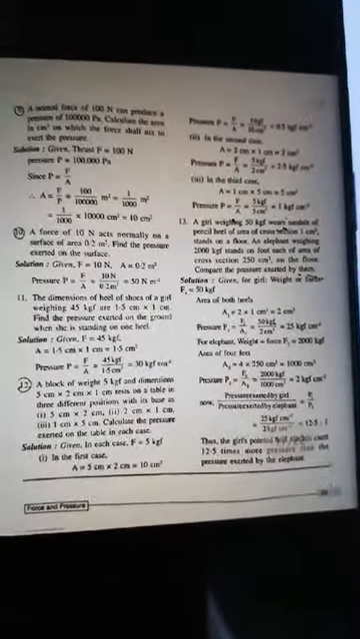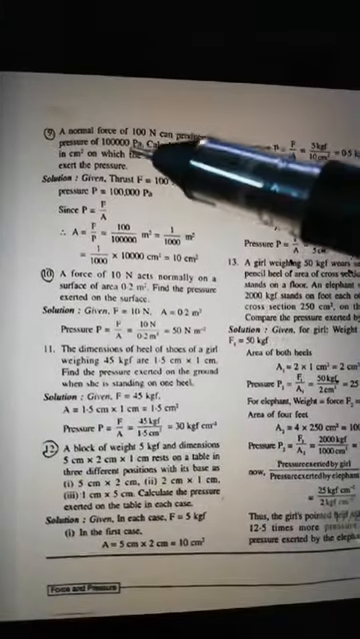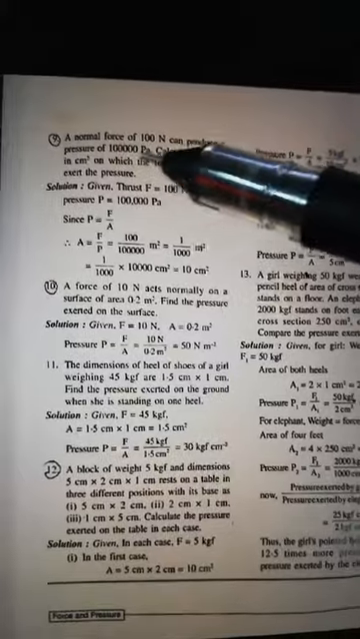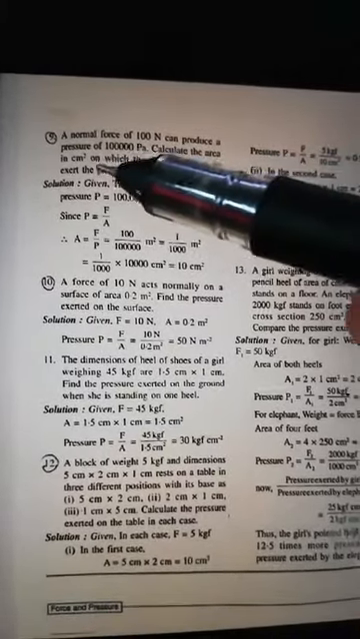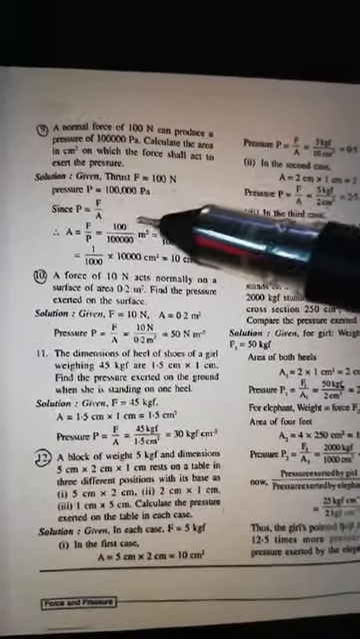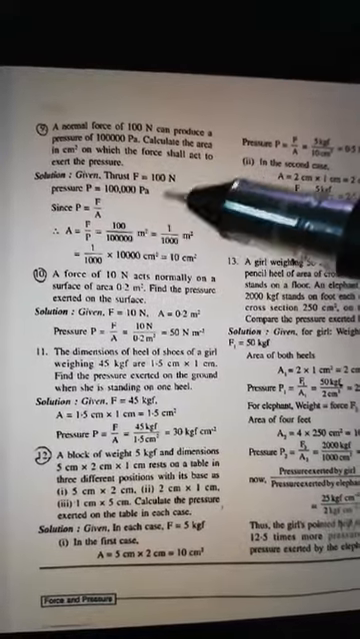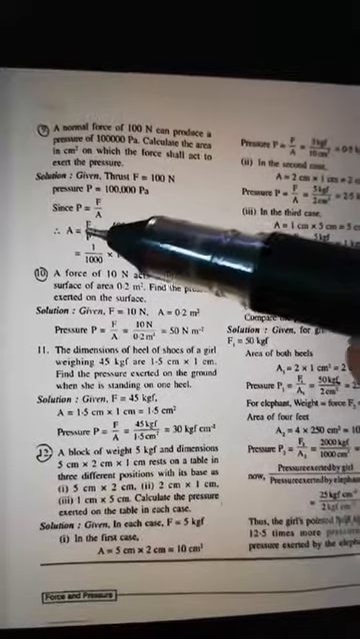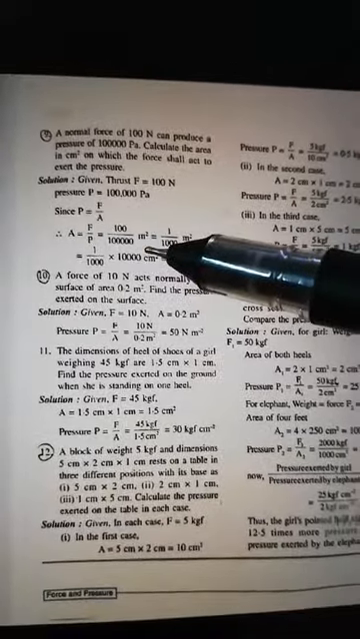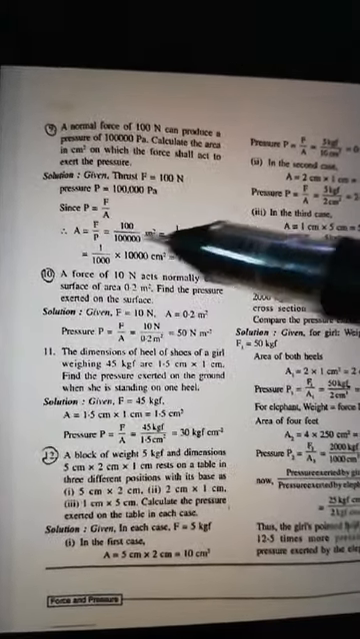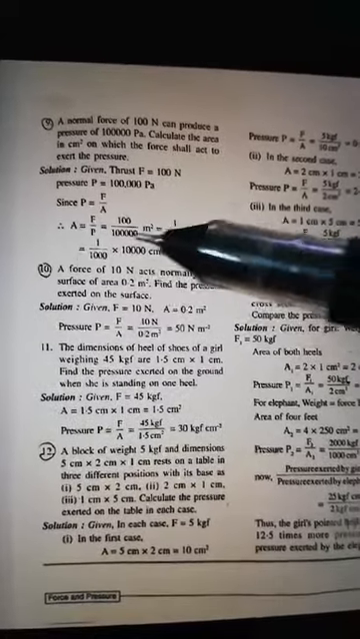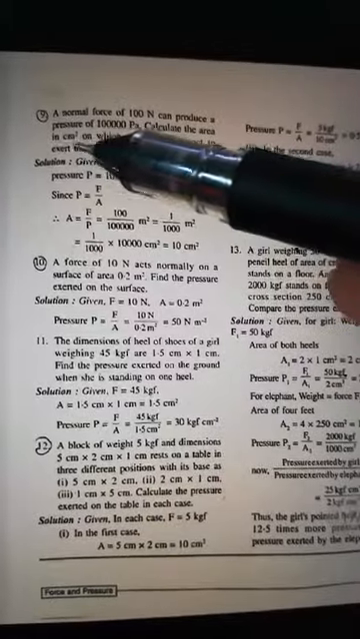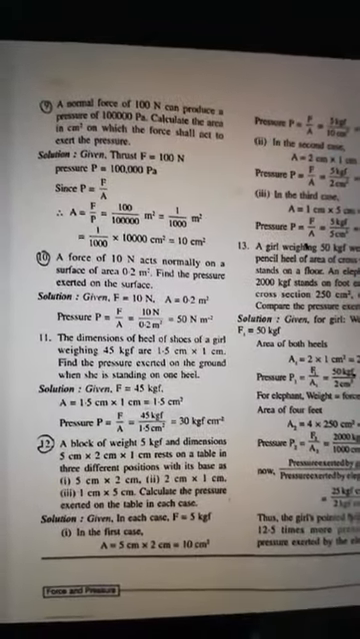Okay, so this is all about... Now question number 9 is the pressure. Normal force given, pressure given, calculate the area in centimeter square. First, all the things will be in, as the things are given in Pascal, that is Newton per meter square. See, the formula is used, the values are placed in their own position, and after getting the answer we convert it into centimeter square, as the area was asked in centimeter square. So that's it we have to do.